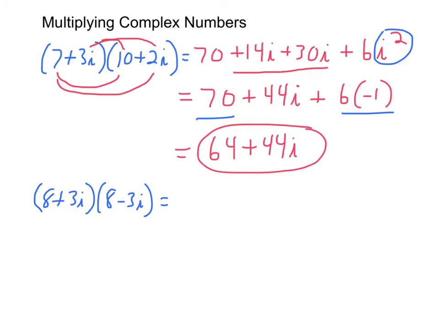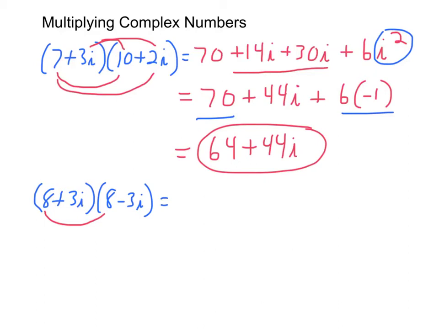Okay, let's try another example similar to this. We have 8 plus 3i times 8 minus 3i. This would still be a FOIL problem. This is actually a special kind of FOIL problem because we have two what are called complex conjugates, meaning they're the exact same expression except in one case there's a plus and in one case there's a minus. So those are called conjugates. Anything of the form a plus b and a minus b are called conjugates, and these, since they're complex numbers, are called complex conjugates.